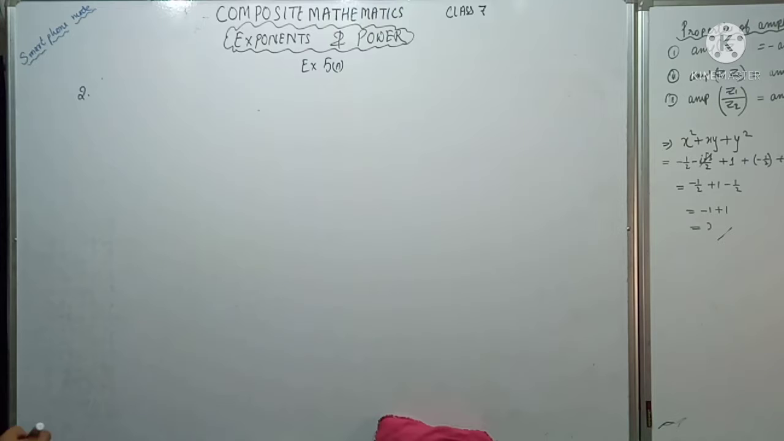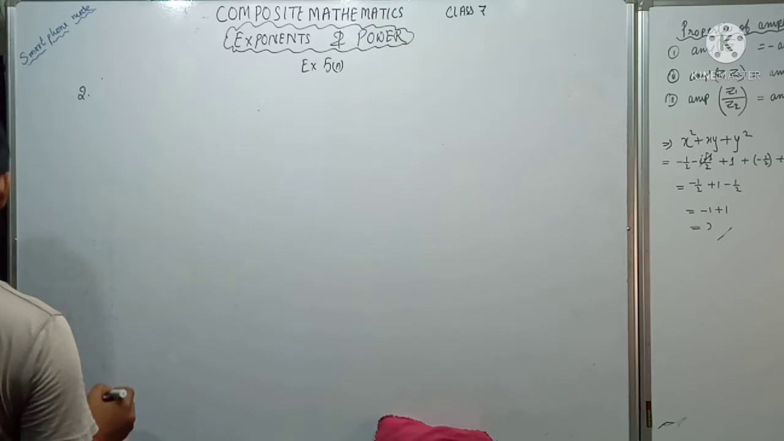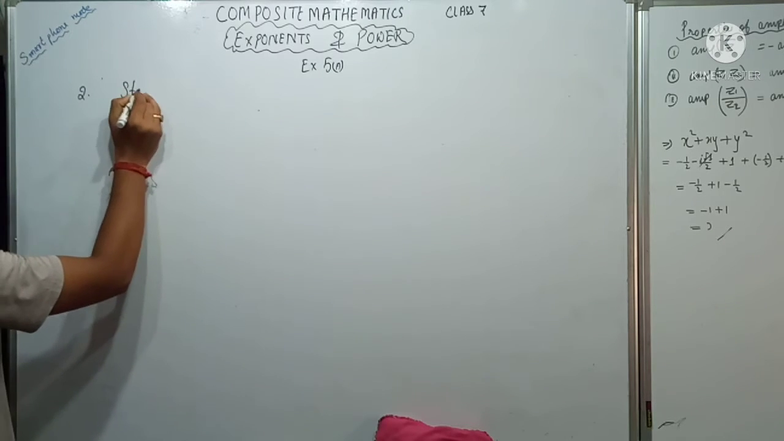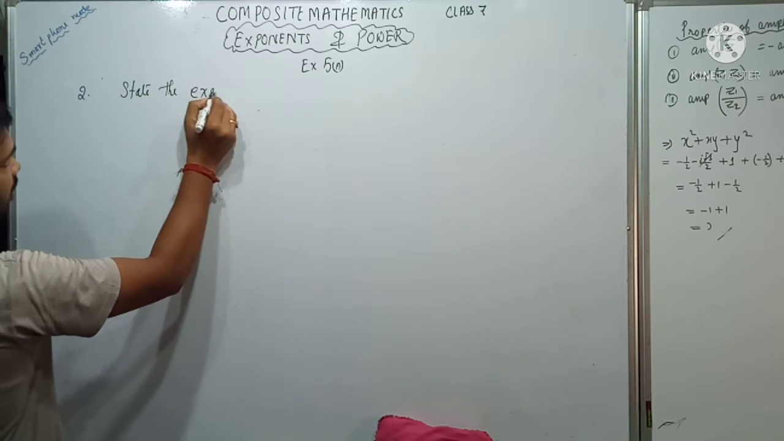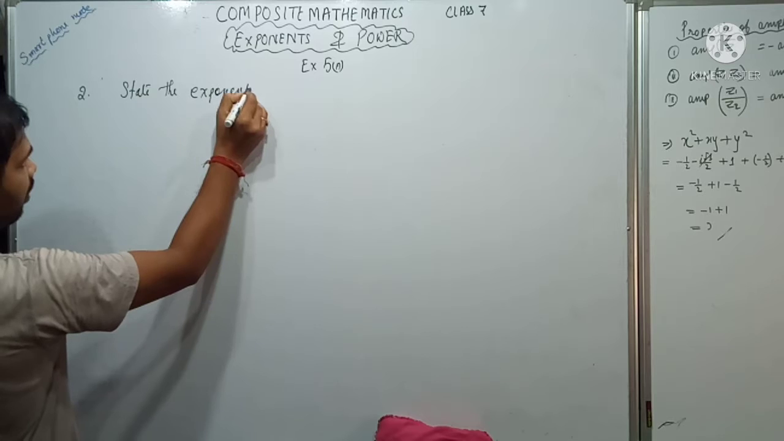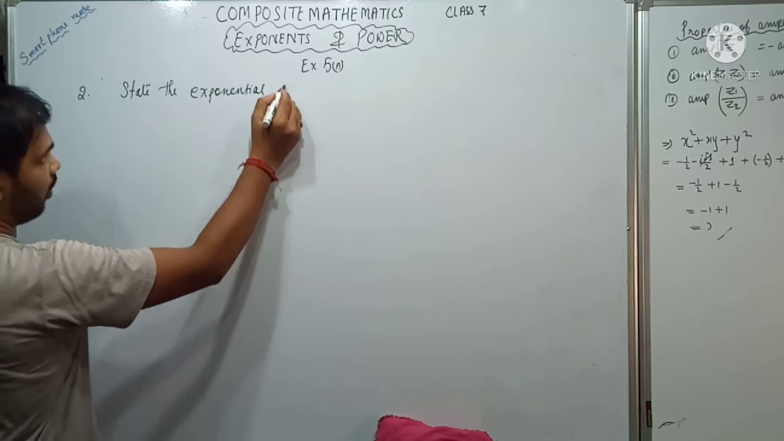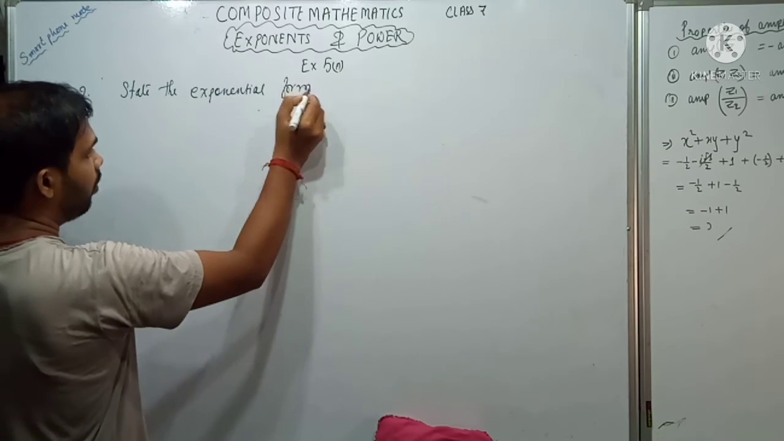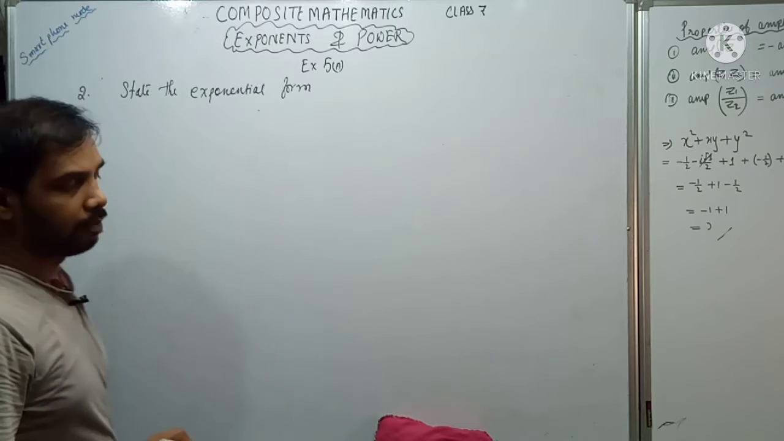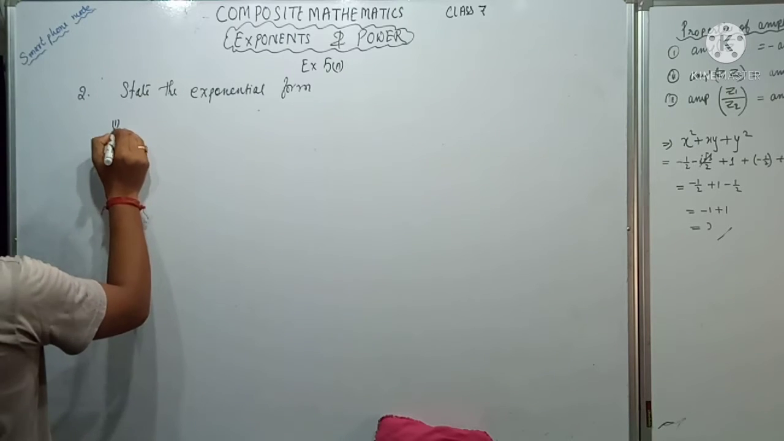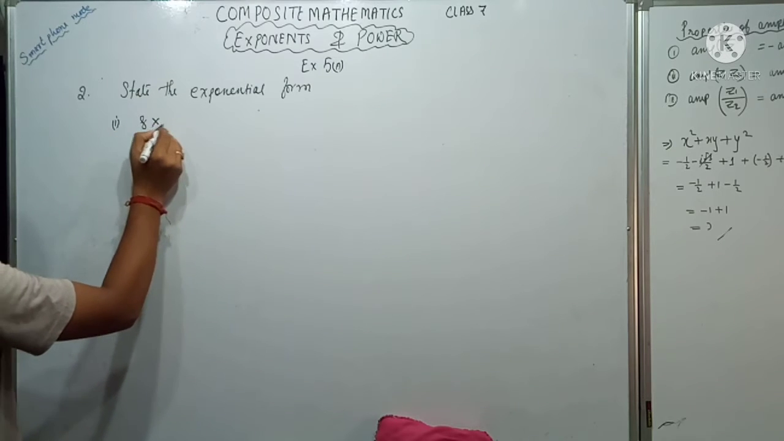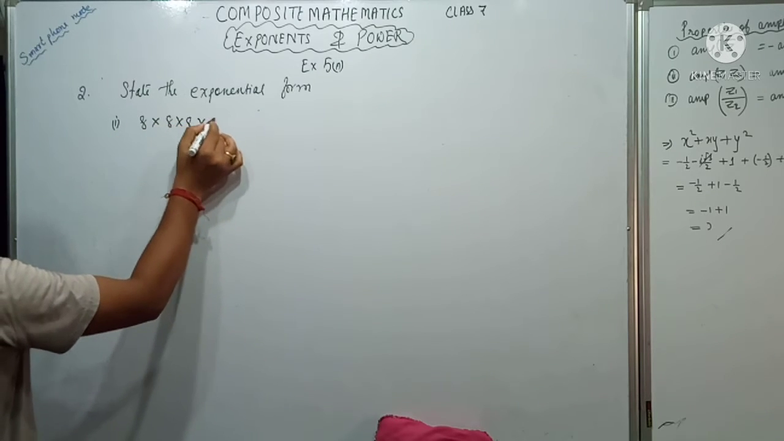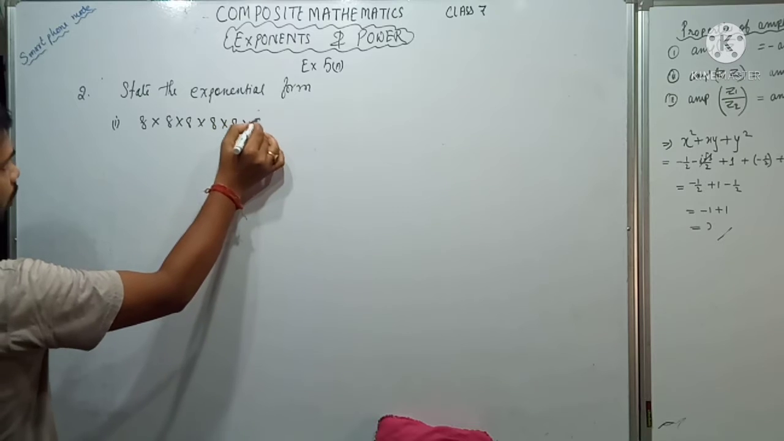Question number 2 is given: state the exponential form of each expression. State the exponential form means we have to write the exponential form. Okay, so number 1 is given, it is 8 into 8 into 8 into 8 into 8 into 8.